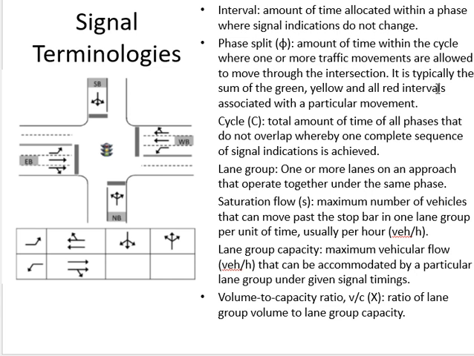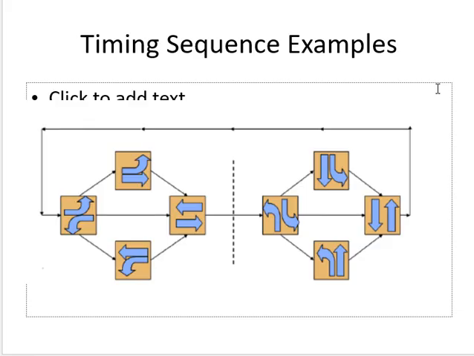The cycle I told you, where you add all the phases, that will give you the cycle. Only those phases are added which are not overlapping. So overlapping, is it here? It's not here.